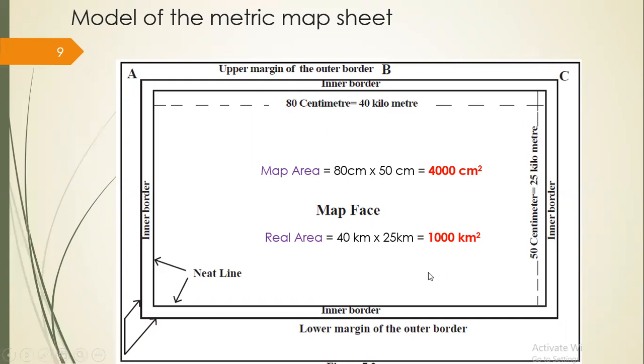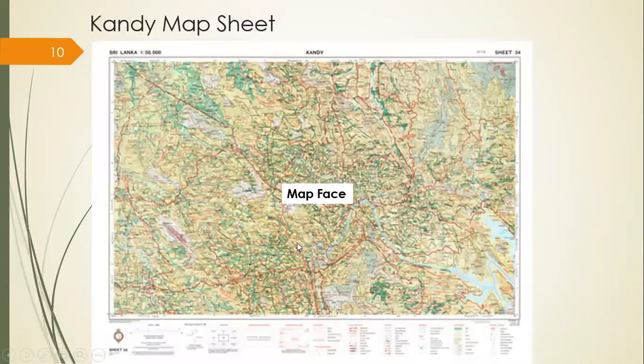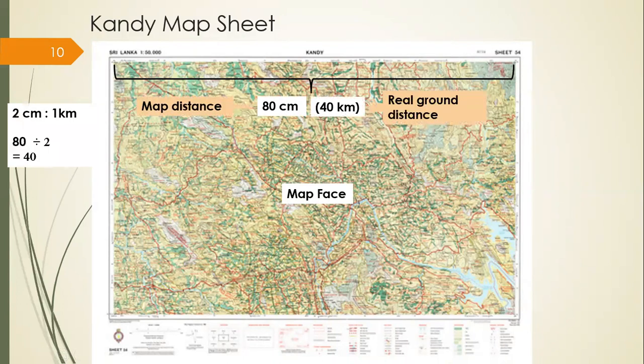Area of the map, one map sheet, is 40 kilometers into 25 kilometers. That's 1,000 square kilometers. Can be covered in one map sheet like this. One map sheet. So here Kandy map sheet has been given. Inner border is this, 1 centimeter with 1, right? So then from here to here, there are 80 centimeters. You can see that 80 centimeters. That shows you 40 kilometers from the real ground.